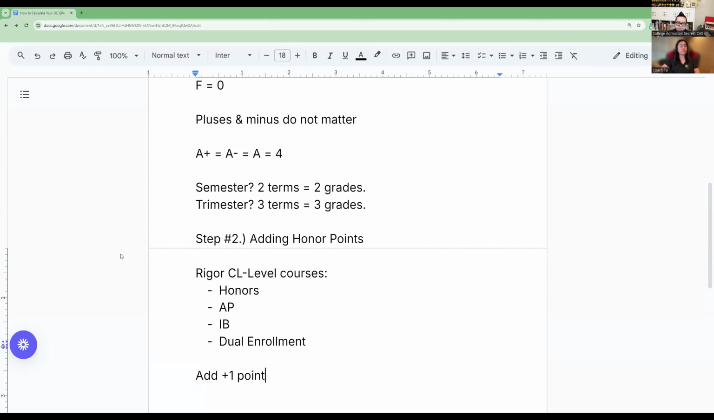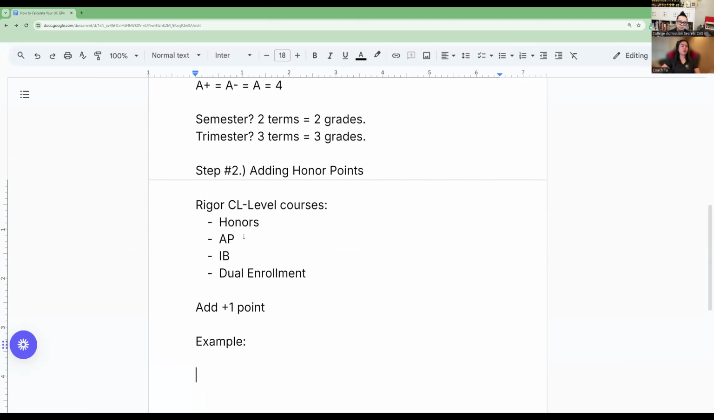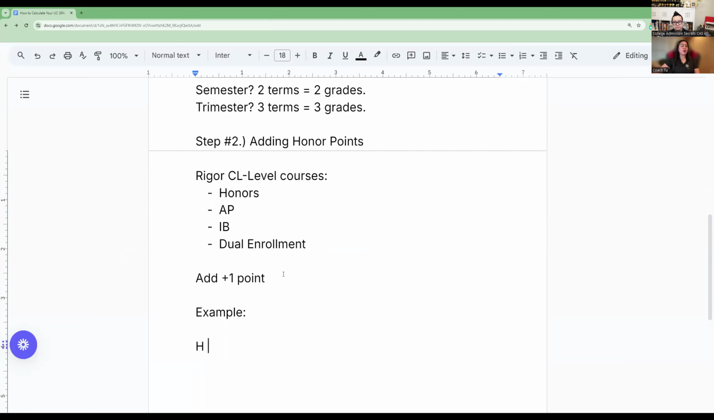+1 point. So, for example, here, an honor class, you get an A in that class. So that would mean for that A, you get 4 points. But it's now an honor class, right? So you get +1, which means that honor class will now be 5 points on your GPA calculation.